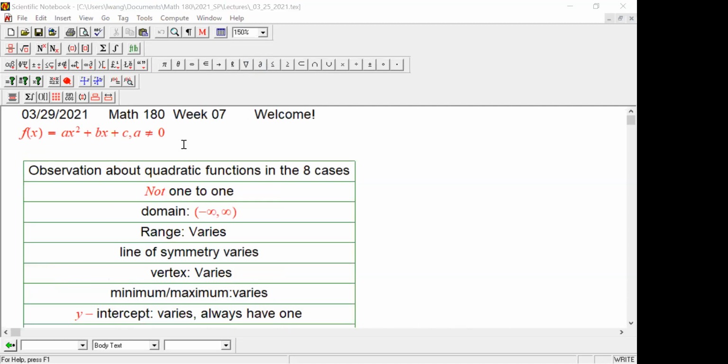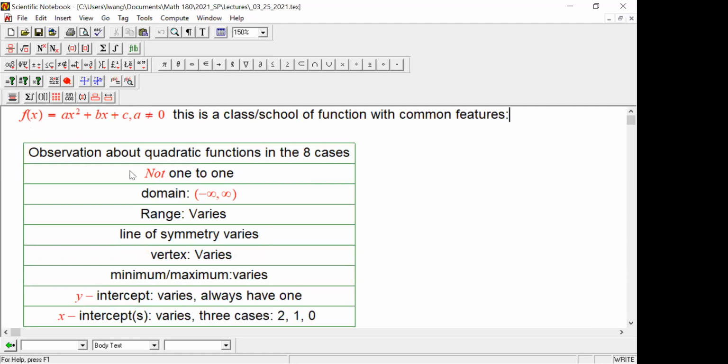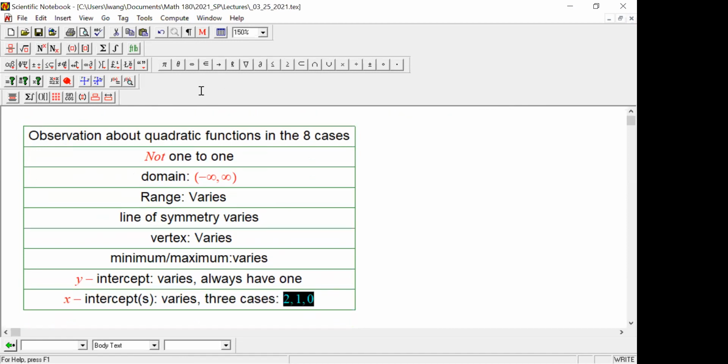I'm just making the fonts a little bit larger. It turned out that this is a class, a school of functions with common features. And what are these common features? The common features are all listed in this table. I think we pretty much have them all. Now the question is, for specific ones, how do we graph them?